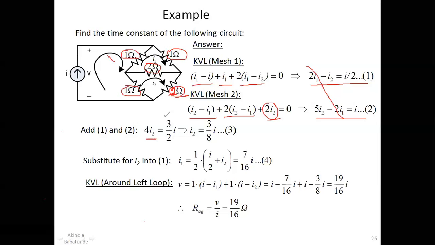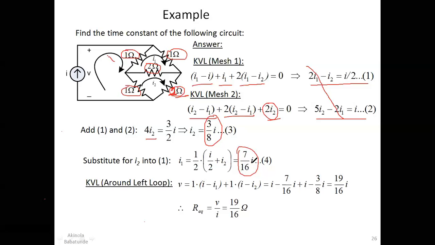So we have 4I2 equal to 3 over 2I. And eventually you can make I2 your subject. I2 becomes 3 over 8I. This is just pure mathematics, it's a simple simultaneous equation. So if you substitute for I2 in equation 1, you can find your I1 to be 7 over 16I. So we found I2, we found I1, all right?